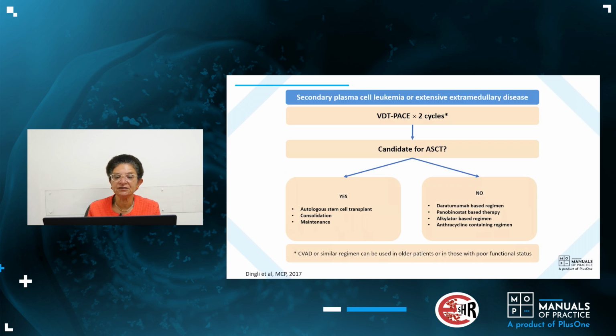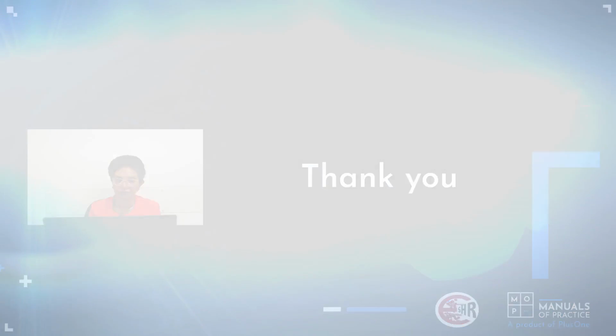How about patients with secondary plasma cell leukemia or extensive extramedullary disease? These are not of very good prognosis. You think of giving VDT-PACE with 2 cycles, and then if the patient is a candidate for a stem cell transplant, you go for autologous stem cell transplant, and you plan for consolidation followed by maintenance. If the patient is not a candidate, then you still go for a daratumumab-based regimen, or a panobinostat-based regimen, or an alkylator-based regimen, or an anthracycline-containing regimen. Thank you.